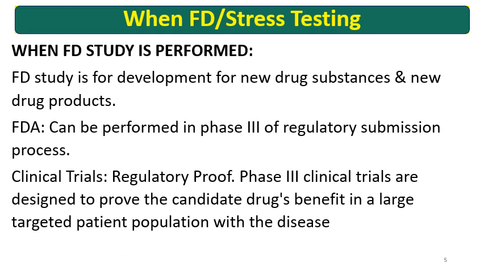When is this study performed? Generally, the FD study is for the development of new drug substances and new drug products, and generic formulations are also required to undergo force degradation studies. FDA recommended that it can be performed in phase 3 of the regulatory submission process. Phase 3 is a clinical phase where the regulatory proof is provided for the drug molecule or drug candidate for its benefits in a large targeted patient population with the specific disease or specific indication.